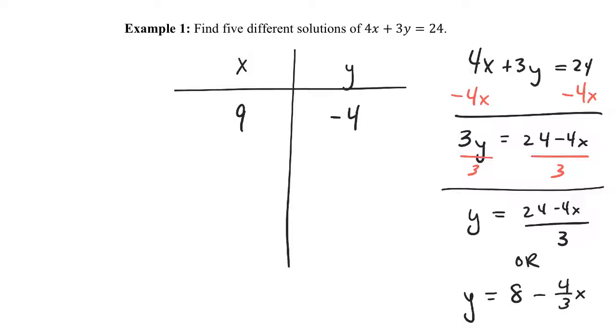3 into 24 is 8. 3 into 4 is just 4/3. But when I plug in for x now, this is messy. If I plug a 2 in here, I have to do 4 times 2 divided by 3, subtract that from 8, and then subtract the fractions, right? It's more work. So plug a 2 in here, look how easy it is. 16 over 3, I'm done. And use it as an improper fraction.